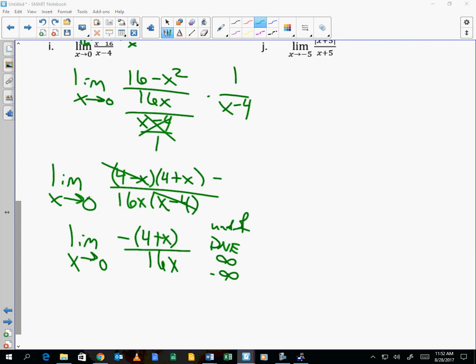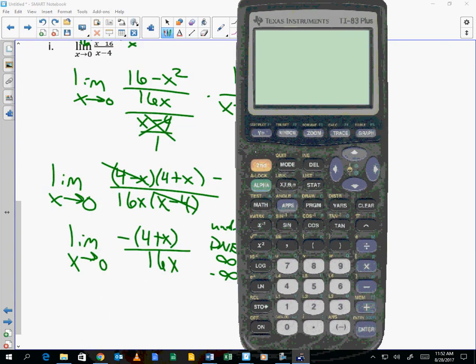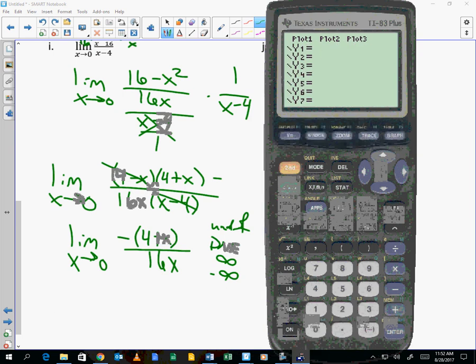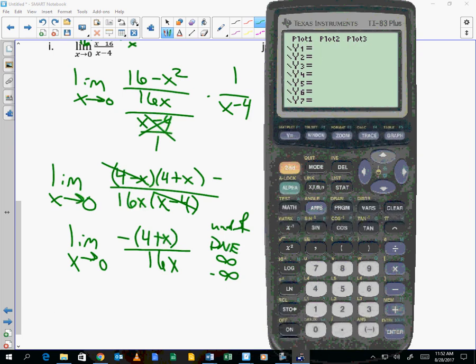So I'm going to look at the graph. I'm just going to type it in. The directions for this type of assignment would say, confirm it algebraically if possible. If not, look at a table or a graph. So parentheses 4 plus x, and we're going to divide it by, remember your parentheses, 16x, and ZoomStandard. You can see what I get. Not much to see there. If I zoom in on that, I'm going to zoom decimal. That will bring me much closer in this scenario.